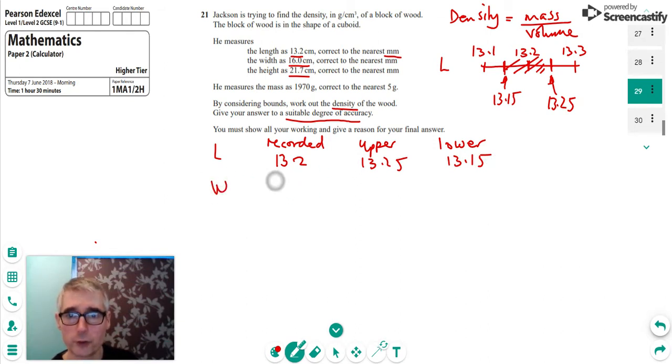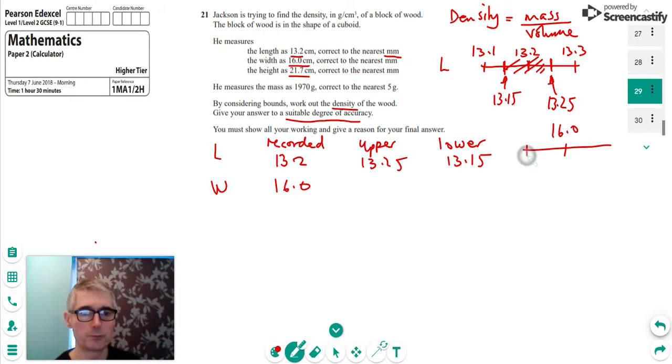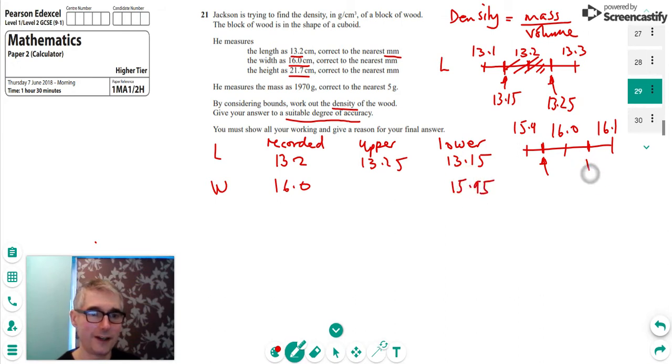Our recorded value was 16.0. So let's draw that number line again: 16.0, meaning the one below is 15.9, and the one above is 16.1. Taking the halfway points means our lower bound there is 15.95, and our upper bound, halfway between 16.0 and 16.1, is 16.05. We'll do the same for the height.